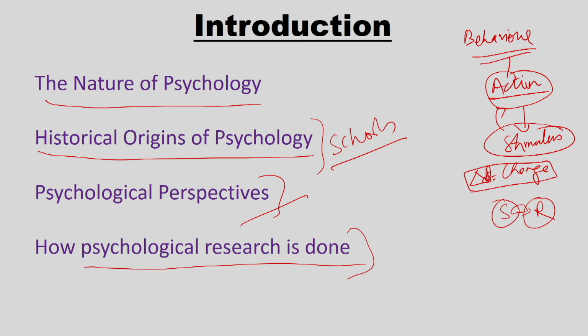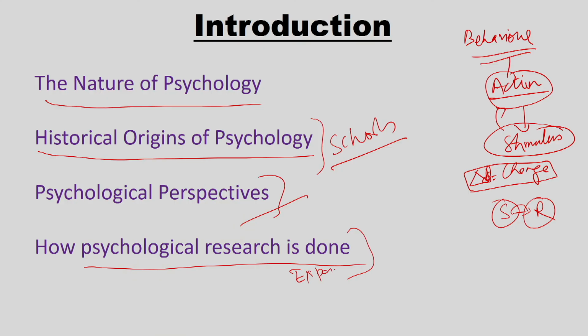Within the psychological perspectives, we also saw some newer dimensions of psychology. For example, the idea of cognitive neuroscience, the idea of psycholinguistics, or the idea of neuropsychology. So, how these new schools have come up and how they are now explaining human behavior.